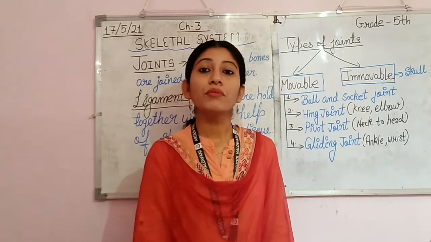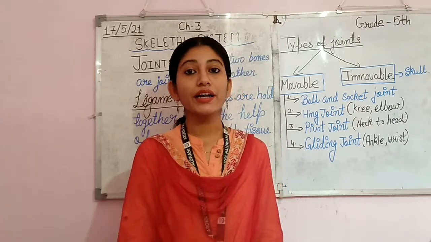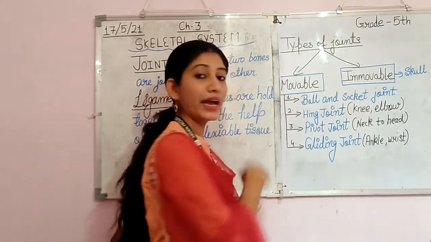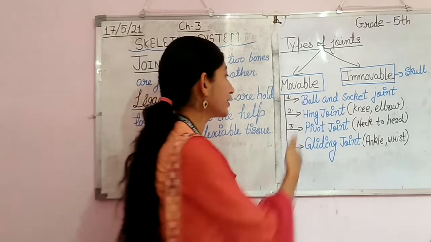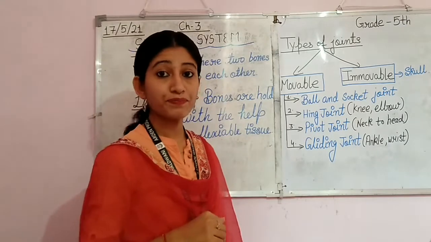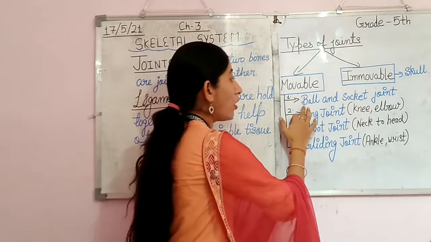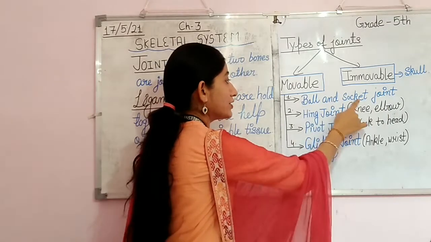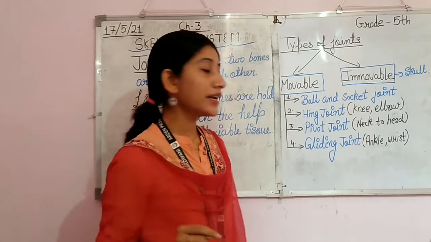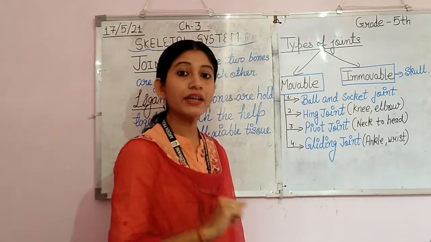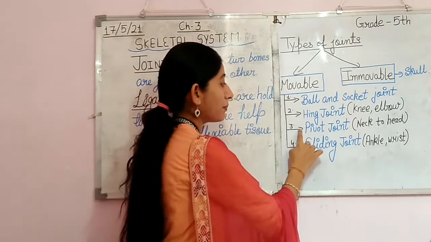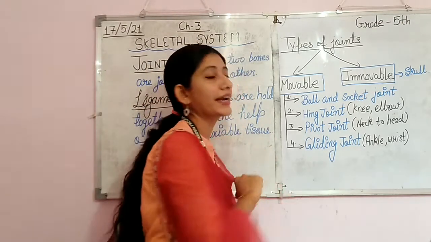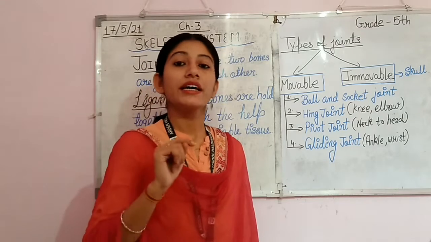When we talk about the movable joint, students, you can see here on screen that I have divided this movable joint into four types. What are these? The first type of joint is ball and socket joint. Second is our hinge joint. Third one is our pivot joint. And the fourth one is our gliding joint.